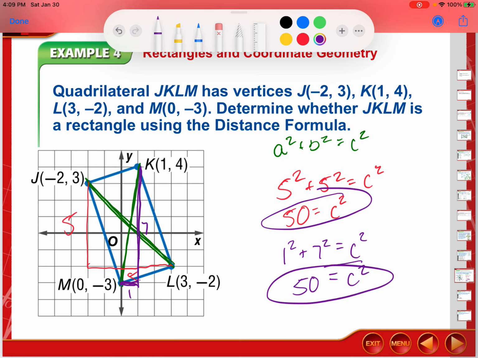I know that these, in fact, are the same length based on this, because if I do the square root of 50 two times in my calculator, I'm going to get the exact same thing both times. So that's kind of the cheater's way. The more cheater's way would be to use GeoGebra. That is the way I would recommend. But you can also check it this way.